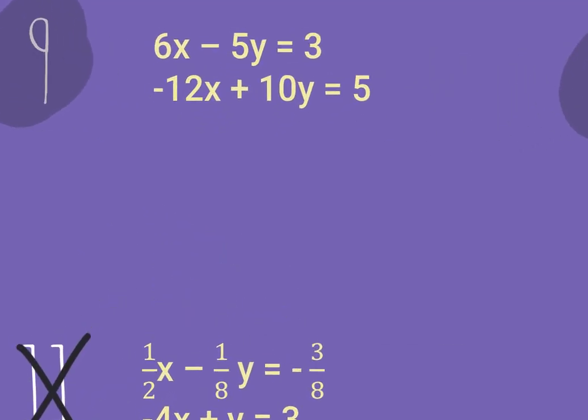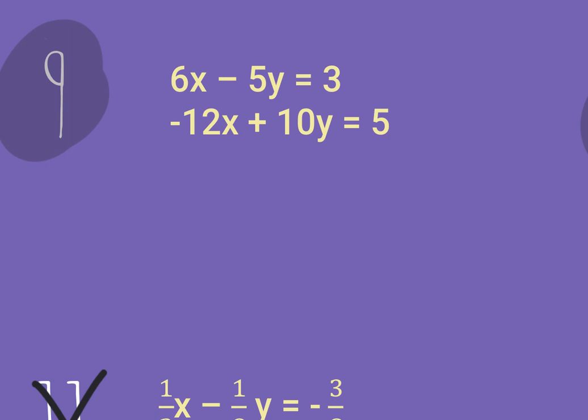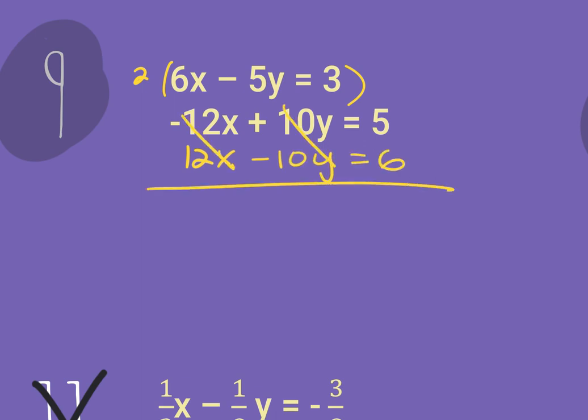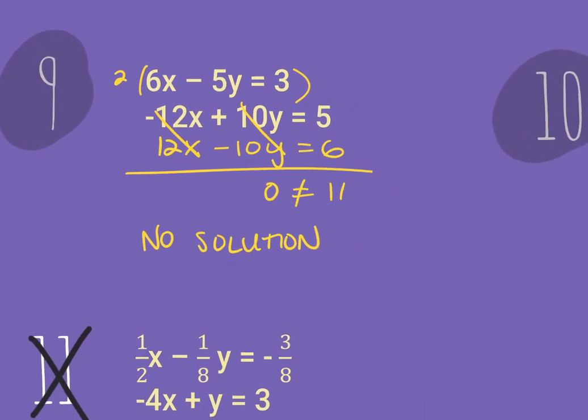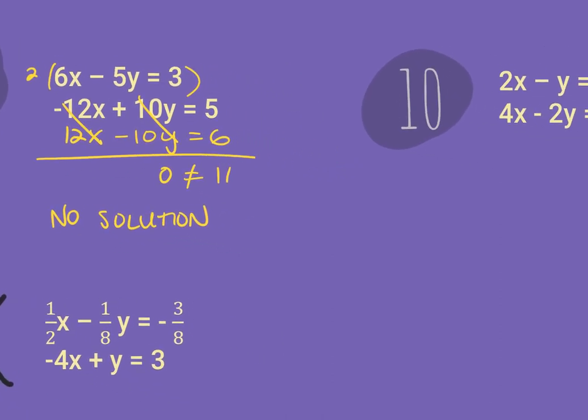All right, for 9, I would assume we multiplied the top by 2. So in doing so, you end up with 2x minus 10y equals 6. And when you combine these, the left side cancels. So I get 0 on that side of the equal sign and then 11 on the other side. Not a true statement, so this would be no solution. Remember, if it's a true statement, all real numbers, false statement, no solution.